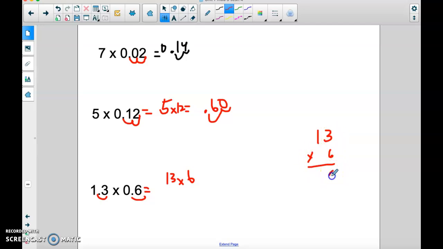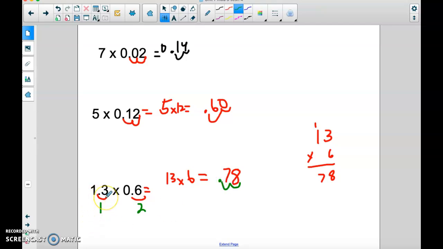6 times 3 is 18. Drop the 8, carry the 1. 6 times 1 is 6, plus 1 is 7. Oh, all right, so it's 78. Now, here's where a lot of people get tripped up. How many place values do I need to move back? I'm thinking what a lot of you did was you moved one place value back. And that's on the right track. But it's how many place values did I move total? So I moved once here, and I moved twice here. So I've got to move back a total of 2 place values.